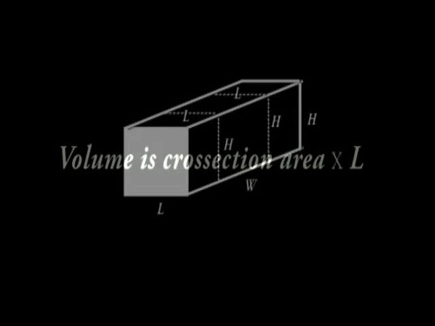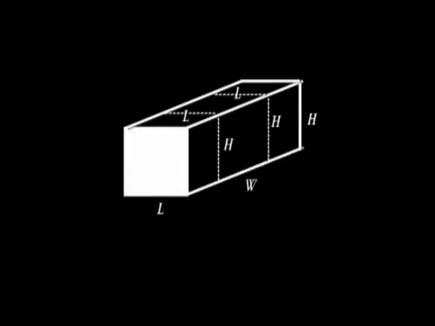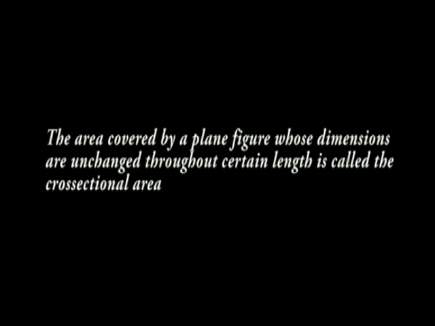Consider the shaded part of the cuboid above. If you move along the width, the dimensions L and H are constant as shown by the dotted lines. Similarly, the dimensions H and W will be constant along L. Finally, L and W will be constant along H. The area covered by a plane figure whose dimensions are unchanged throughout a certain length is called the cross-sectional area.